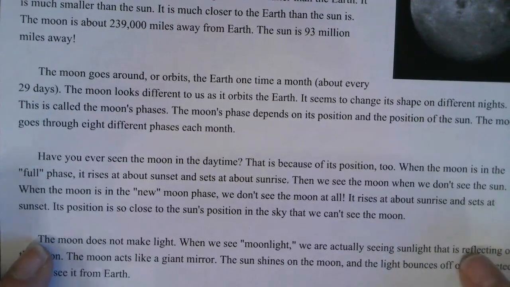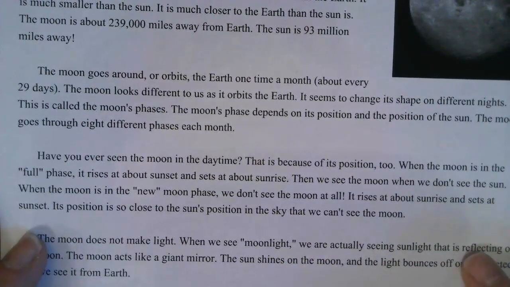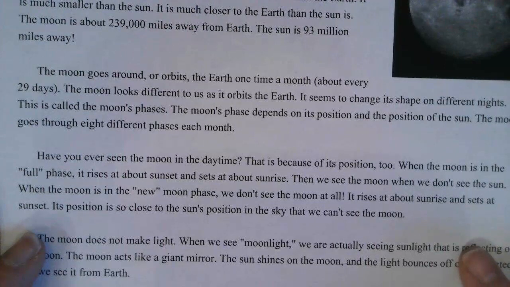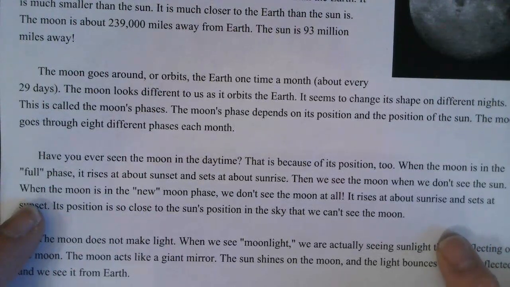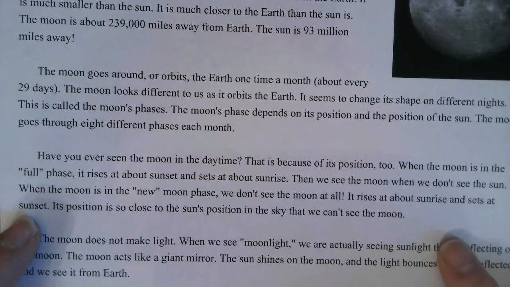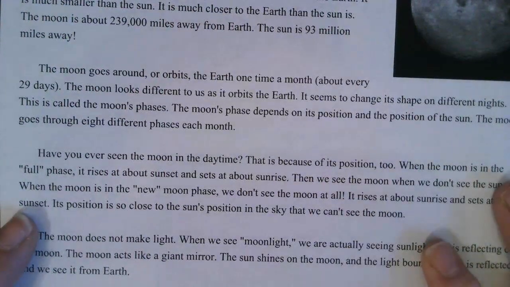Have you ever seen the moon in the daytime? That is because of its position too. When the moon is in the full phase, it rises at about sunset and sets about sunrise. Then we see the moon when we don't see the sun. When the moon is in the new moon phase, we don't see the moon at all. It rises at about sunrise and sets at sunset. Its position is so close to the sun's position in the sky that we can't see the moon.